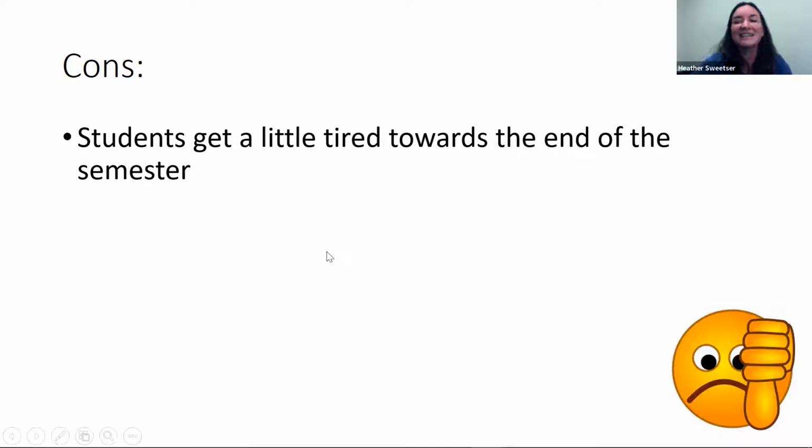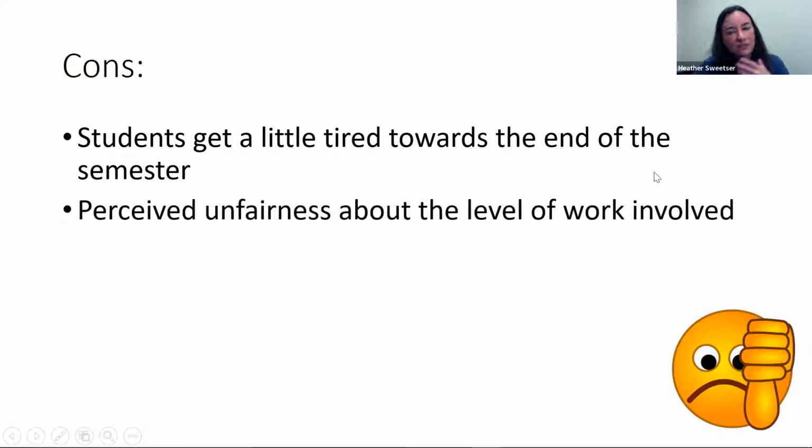That kind of thing can happen if you stretch it out over 16 weeks. There still is a perceived unfairness about the level of work involved, in the sense that if we're reading a novel, for some students this is hard and really pushing their skills and abilities. For others, they read it on the way to the classroom because it's a young adult novel and they can flip through it pretty quickly.